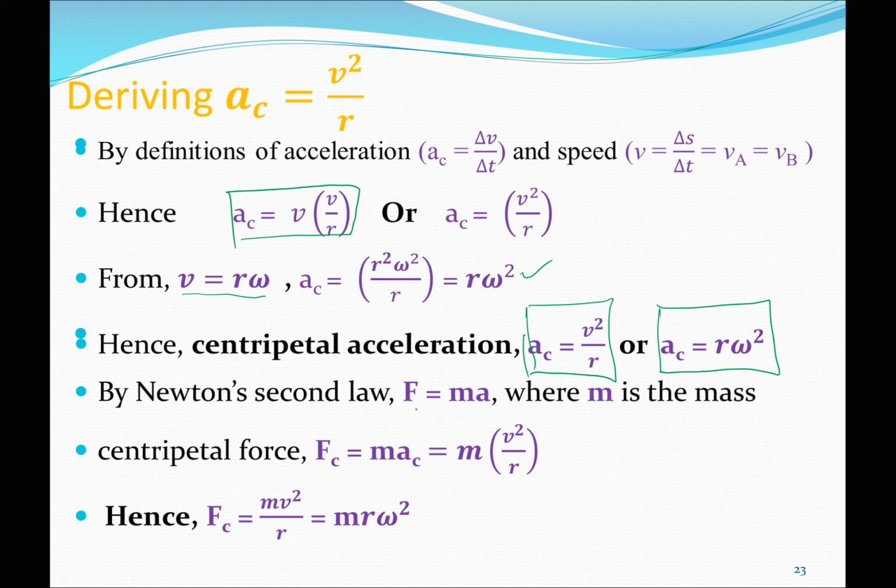And if we consider Newton's second law, which is force is equal to ma, where m is the mass, since we now know what the centripetal acceleration is, then we can say the centripetal force is going to be, where there is acceleration, I can put v squared over r, or I can put omega squared times r. So this is going to be the expression for what we call the centripetal force.